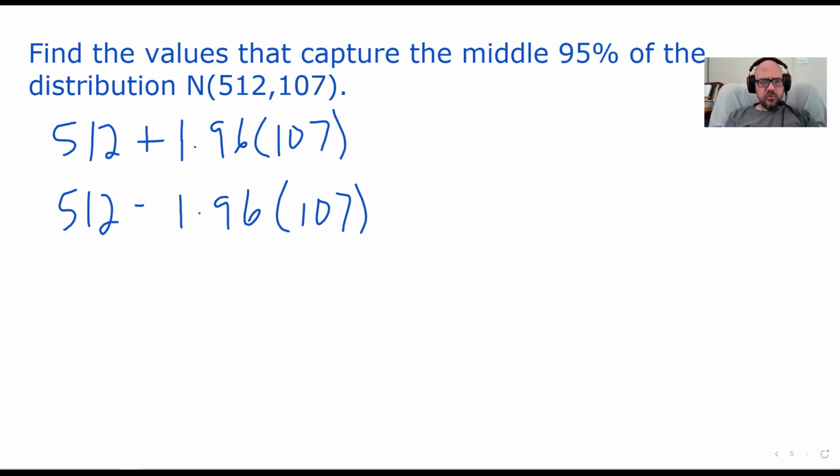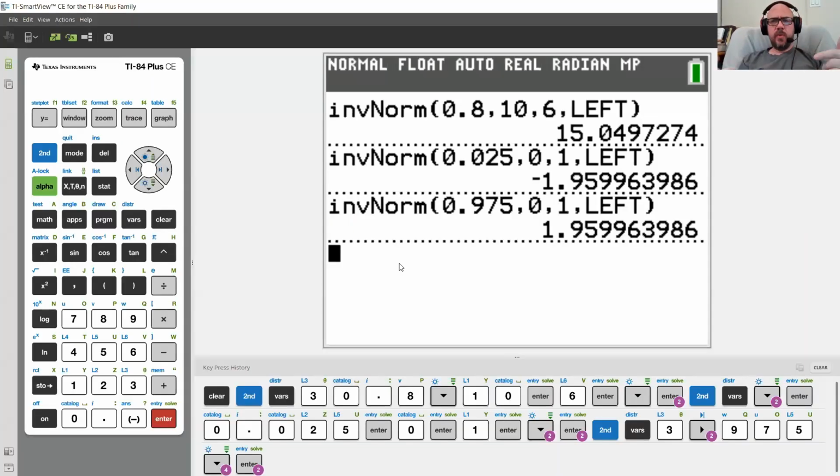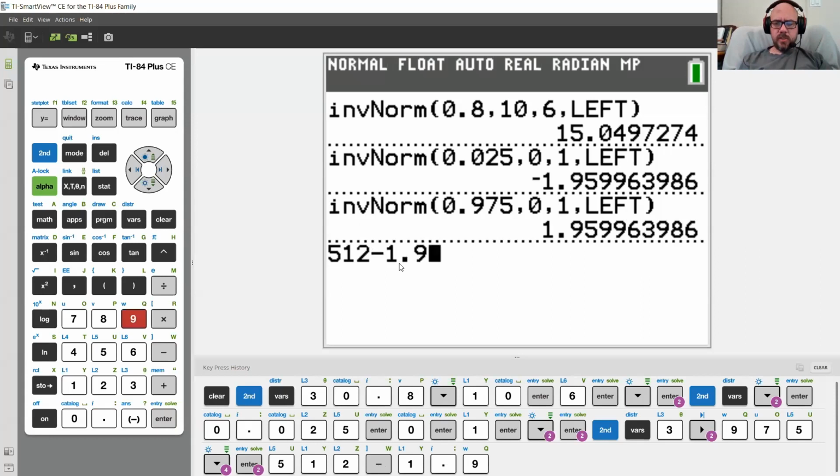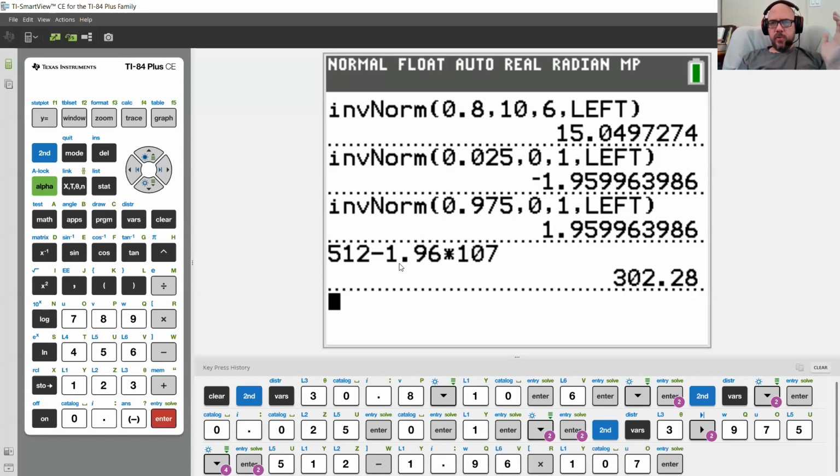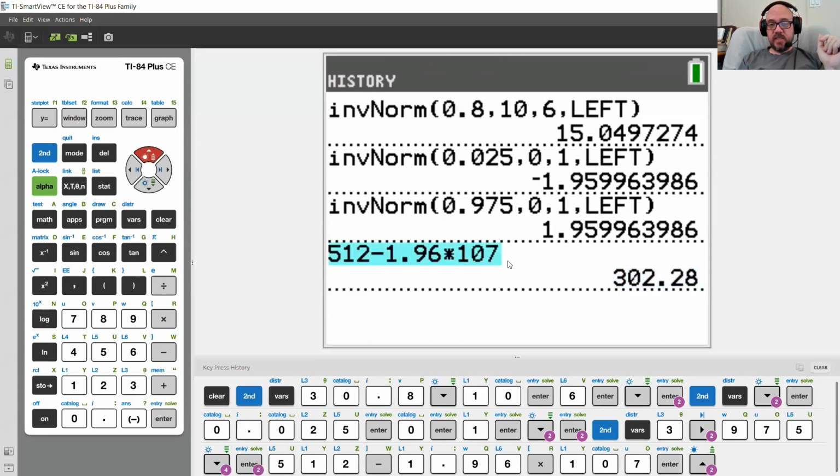All right, and I'll show you, by the way, a shortcut that some people don't know about. 512 minus 1.96 times 107 is 302.28. Great, we'll write that down in a second. The thing I want to show you first, though, is this. The calculation I want to do now is the same thing, but with plus instead of minus. I could retype the whole thing, no problem. It's not like it takes an hour to retype it. But I can also do this.